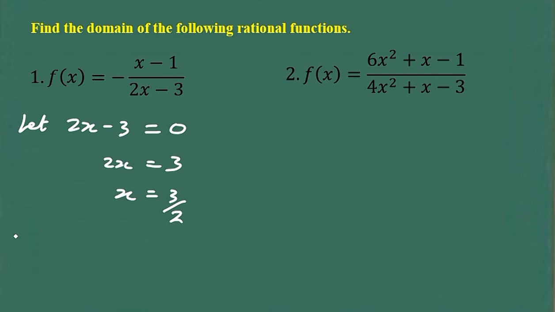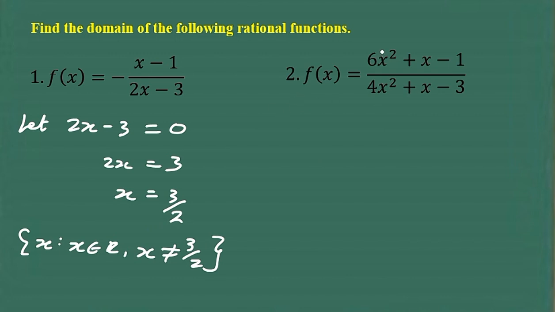So in this case, we can say that the domain of this function is the set of all real numbers except x is not equal to 3 over 2. Recall, the domain of a function is the set of all real numbers except the zero of the denominator. Alright, now let's take a look at the next question.